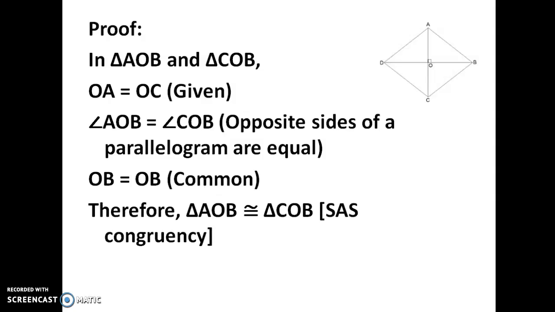So therefore, these two triangles are congruent by SAS congruence. Okay. Thus, we can say that AB is equal to BC. Why? Because corresponding parts of congruent triangles are equal. So AB is equal to BC. Okay, so we are saying that these two sides are equal.